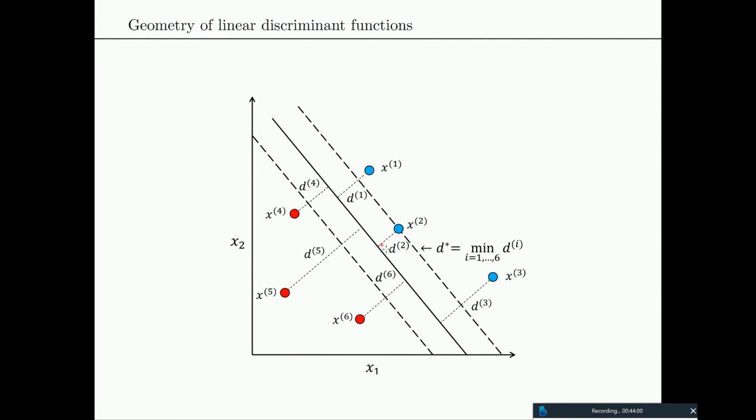So again, stated differently, the margin is the minimal distance of feature vectors from the hyperplane, and this minimal distance is set to 1 over the norm of the weight vector. Please ask, because I don't think I got clear at this point.